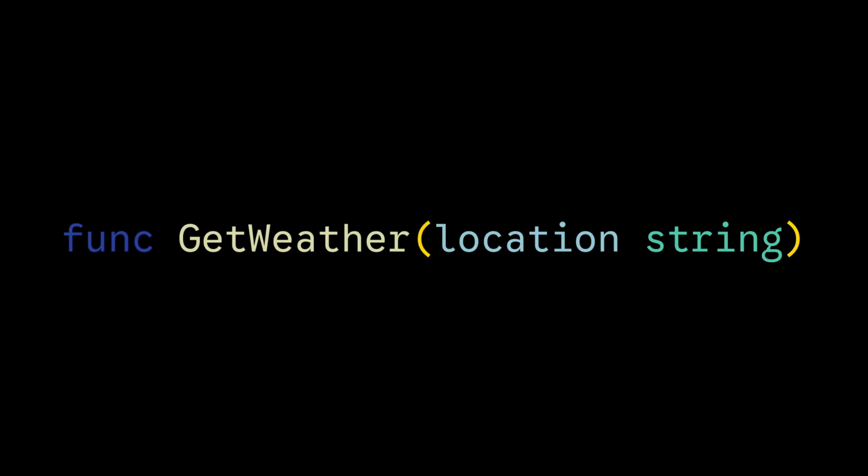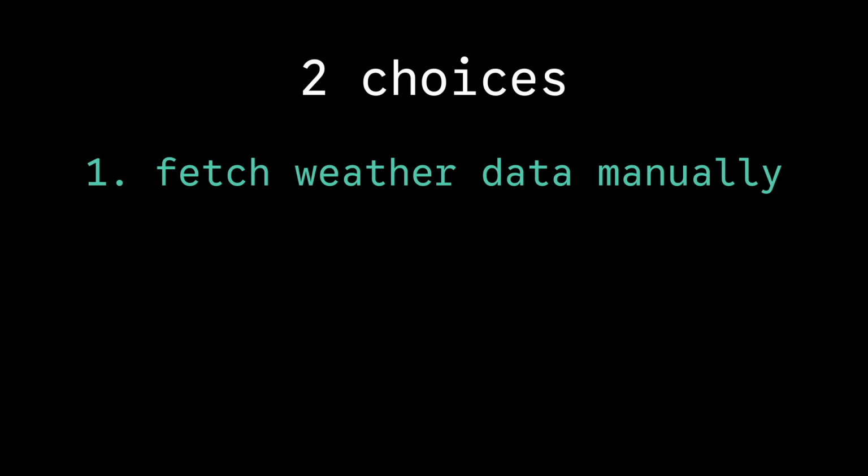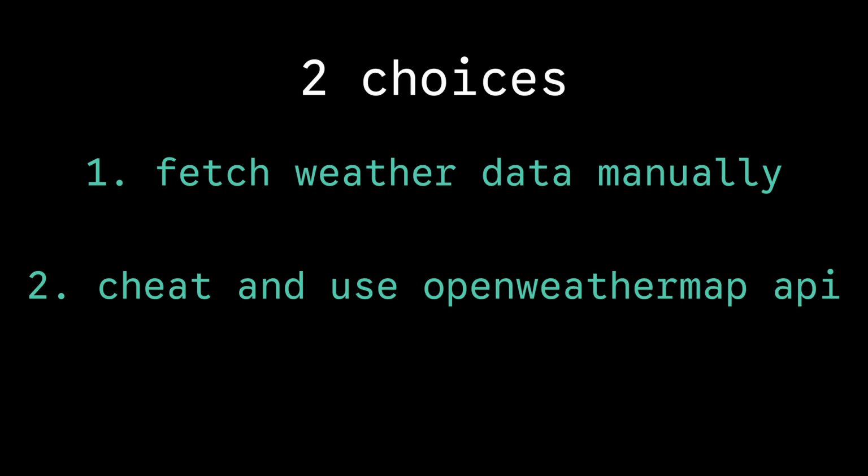Next, I built the weather tool. For this tool, I have two choices. Number one, manually collect weather data from almost every location myself, or number two, cheat and use the Open Weather Map API to get location data. Of course, with me being so lazy, I chose the latter.